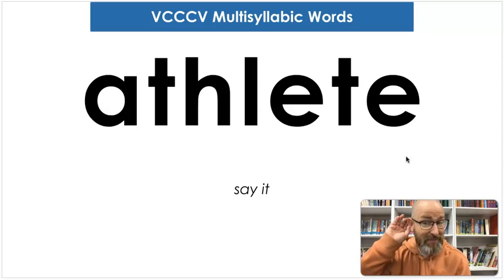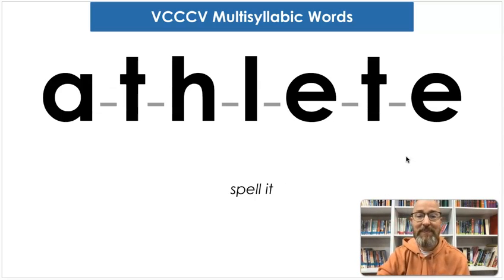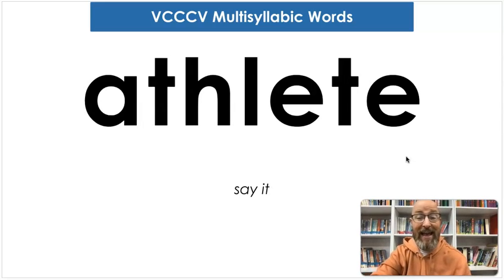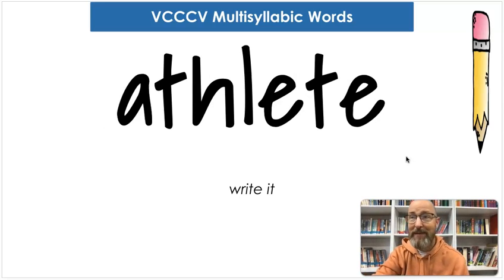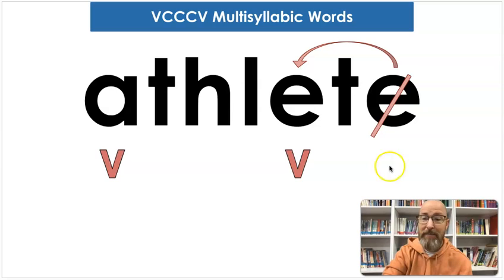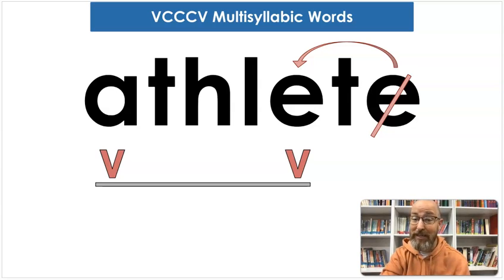Say athlete. Let's spell it. A-T-H-L-E-T-E. Athlete. Write it. A-T-H-L-E-T-E. Label your vowels. That third vowel is a bossy E, so let's cross it out and draw the arrow to the E that makes the long vowel sound. Draw your bridge.